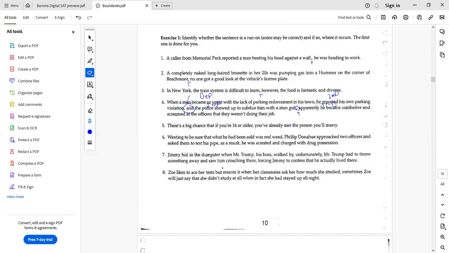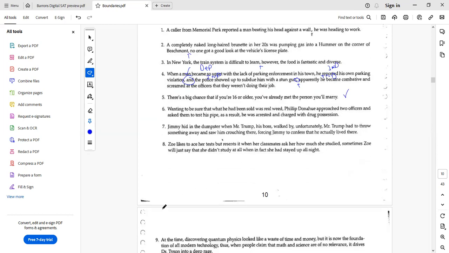Number 5. Massa. Is there any problem? No, it's correct. Perfect. Lucky, Massa. Sohaib, number 6. Is there a problem? Before "as." Before "as." Perfect.